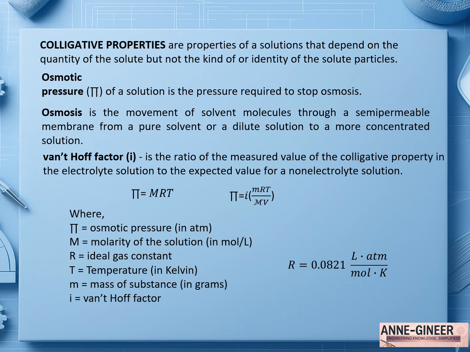M, big letter M, is the molarity of the solution, which is in mole per liter. R is the ideal gas constant, which is 0.0821 L atm over mole K. The temperature should be in Kelvin. The other M is the mass of the substance in grams, and i is the Van 't Hoff factor.